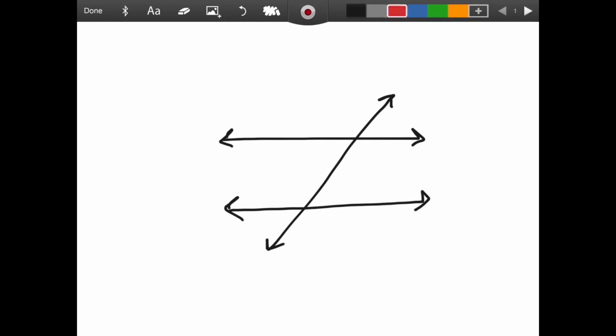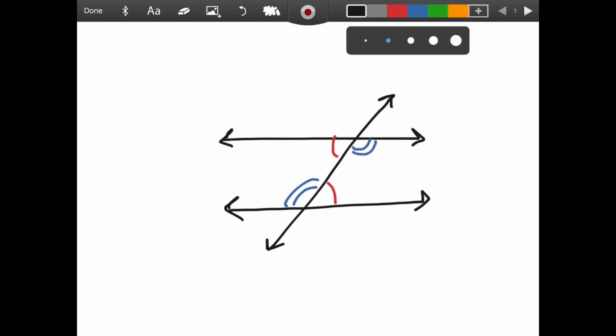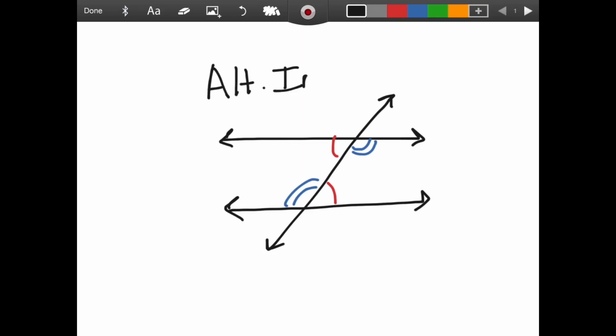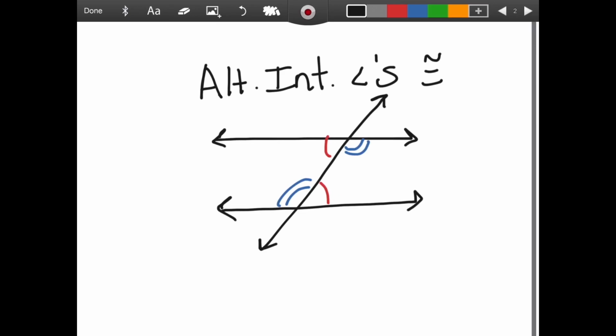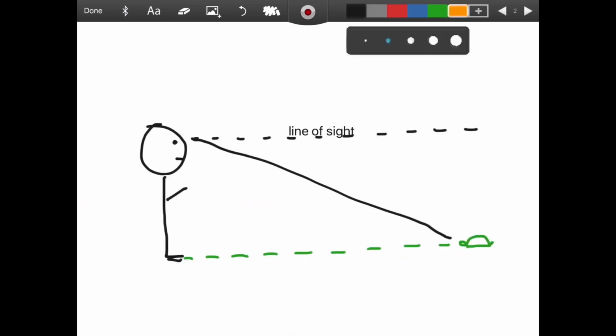Remember that when two parallel lines are cut by a transversal, alternate interior angles are formed. And we know that there are two pairs of those on either side of the transversal. We also know that alternate interior angles are congruent. They're named this because they're on alternating sides of the transversal and on the interior of the parallel lines. We'll be using those today throughout our lesson.